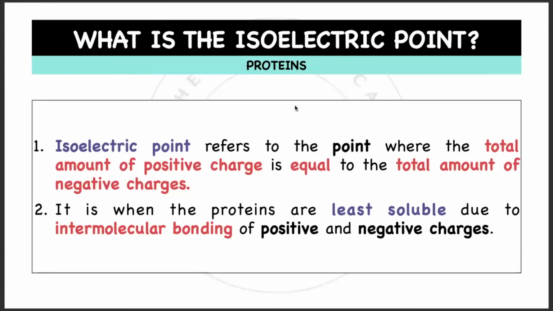What is the isoelectric point? The isoelectric point refers to the point where the total amount of positive charge is equal to the total amount of negative charge. It is when the proteins are least soluble due to the intermolecular bonding of positive and negative charges. And this occurs at a certain pH, so the proteins become least soluble in water and become an insoluble precipitate.